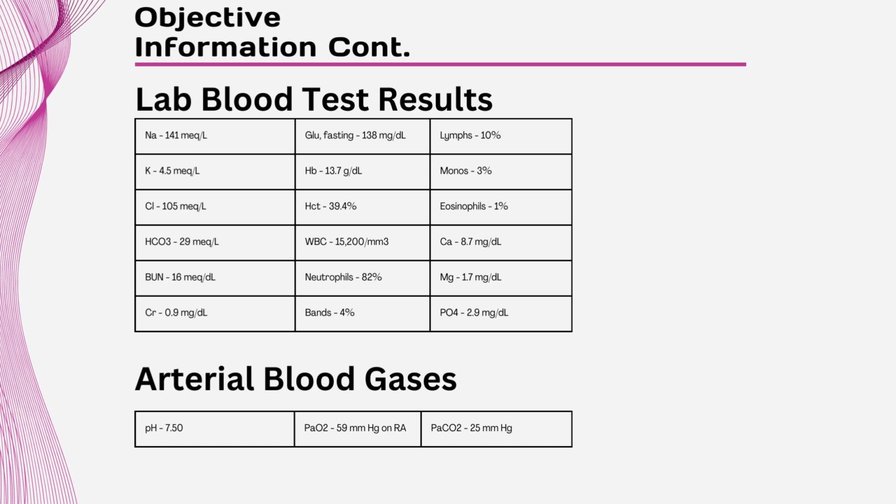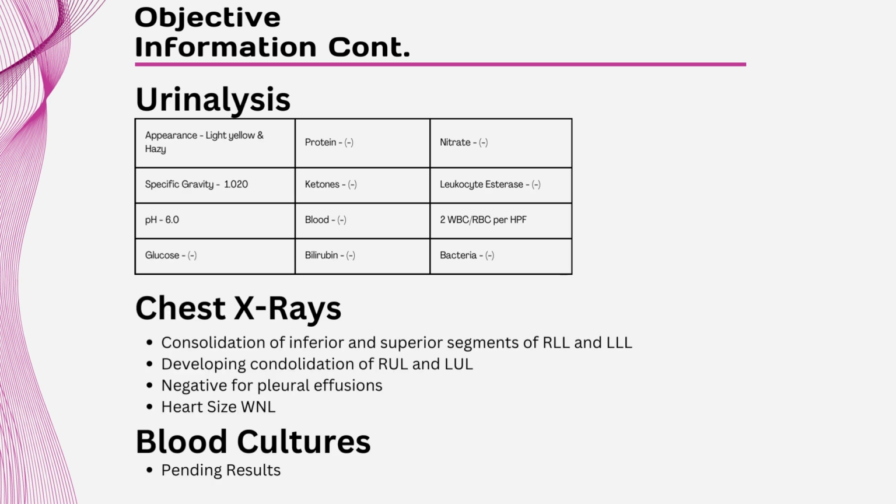So let's go forward with that. Normal limits. We'll note her urinalysis, which for the most part is within normal limits. Nothing really too notable. Most things are negative. Everything seems to be within normal limits. Her chest X-ray shows consolidation of inferior and superior segments of the right lower lobe and the left lower lobe. And it looks like for the upper lobes of the right and left, there's developing consolidation. She's negative for pleural effusions, and her heart size is within normal limits. She does have blood cultures that are already drawn. However, we are pending results.